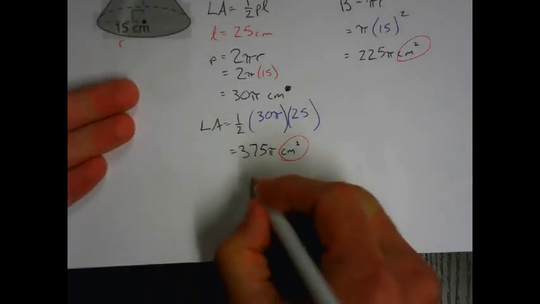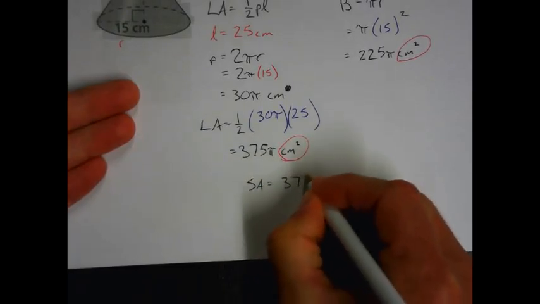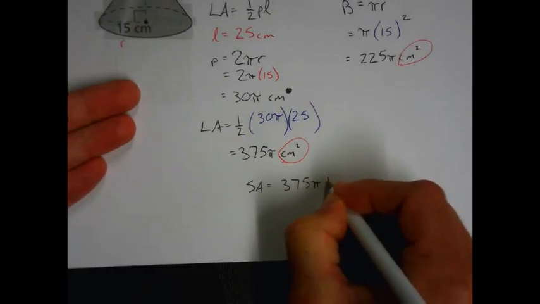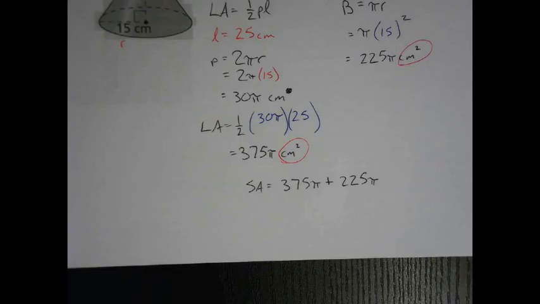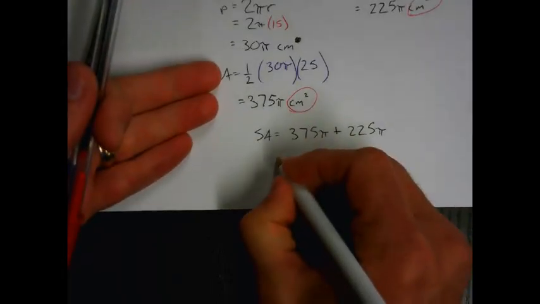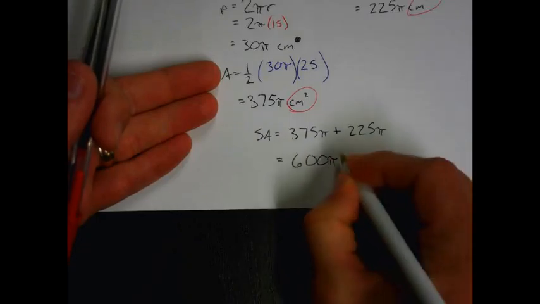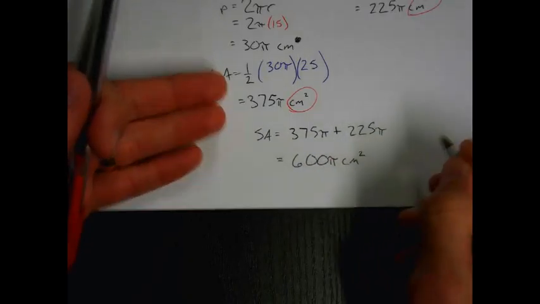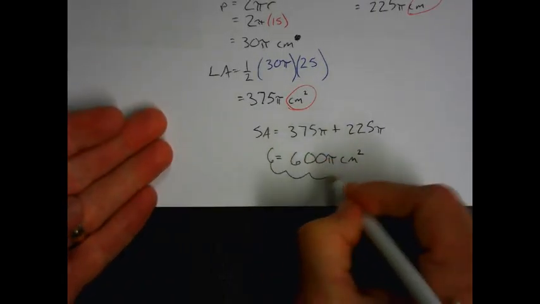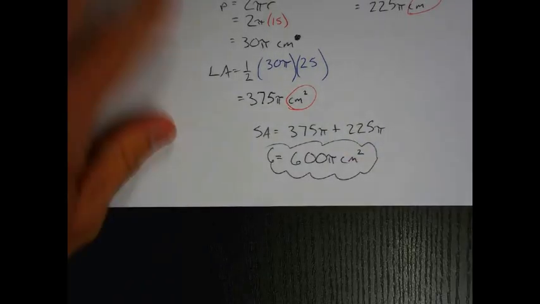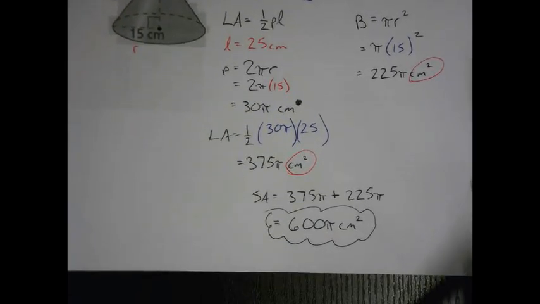So anyway, the surface area would be the lateral area, which we found as 375 pi, plus the area of the base, which we found as 225 pi. So all we have to do is add that together, and we have something that sounds absolutely delicious, 600 pi's. So our surface area is going to be 600 pi centimeters squared. That's how that works for the surface area and lateral area of cones.